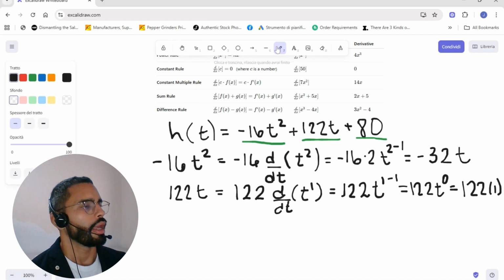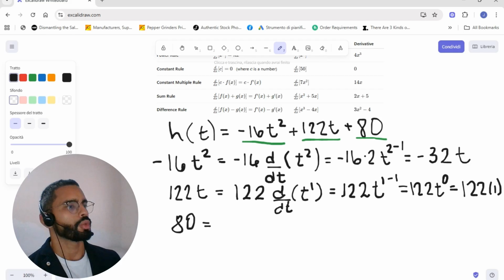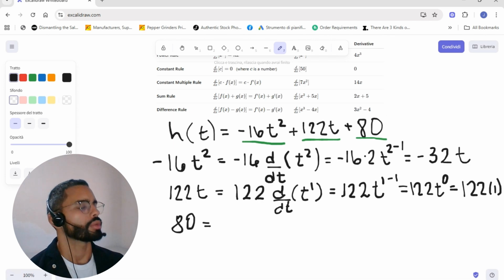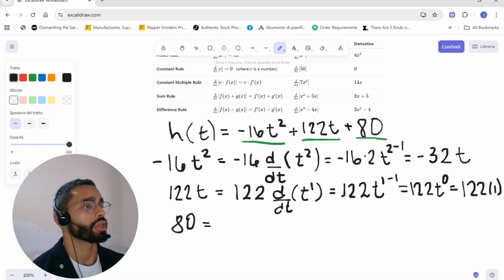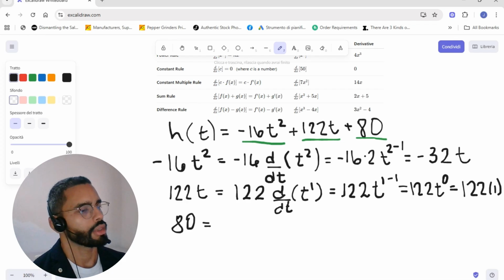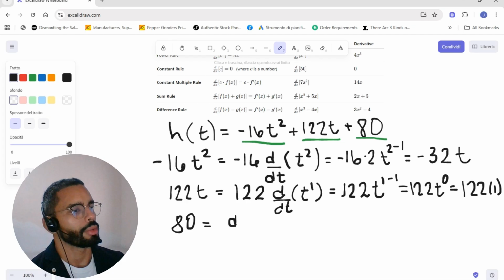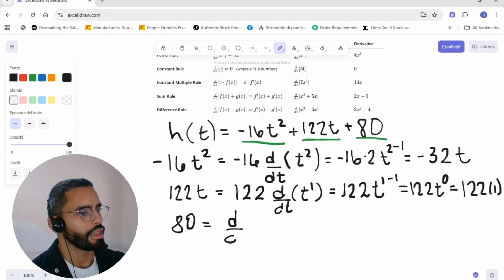If we look at those rules there, and we have a constant number, we will use the constant rule. And what does that one say? It says that the derivative of a constant is always 0. So the derivative with respect to t of 80 is equal to 0.